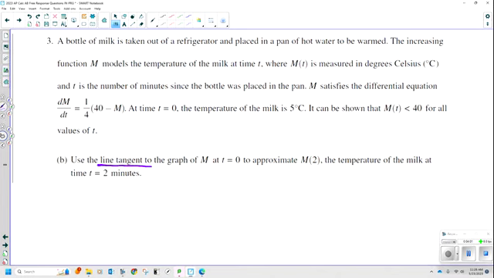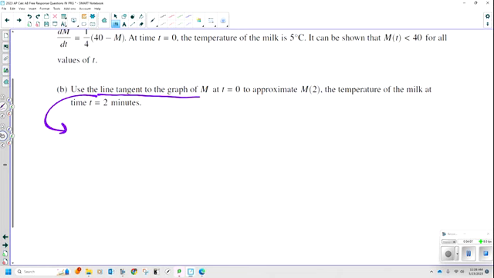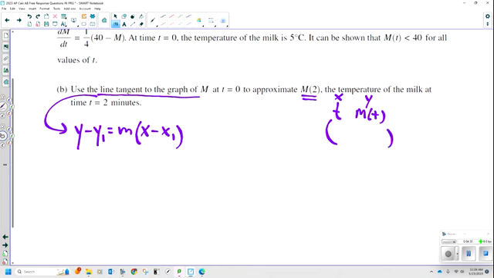The line tangent to the graph. Anytime I see that, I immediately think y minus y1 equals my slope m times x minus x1. Once we get this equation, we're going to use it to approximate m of t, which means we have time, which is our x variable, and m of t, or m, which is our y variable. And we're going to do it when time is 2, so we need this output. But we need the equation of the line first. So I want this line tangent where? At the point where t is 0.